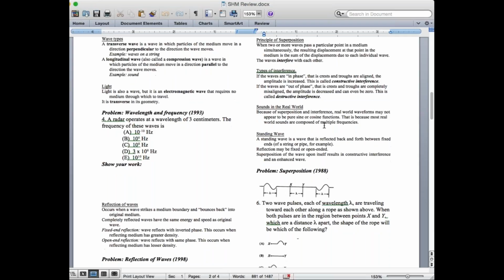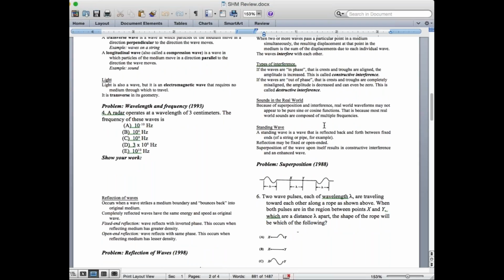With superposition and interference, real waveforms may not appear to go the same way. They can have different effects based on different frequencies.